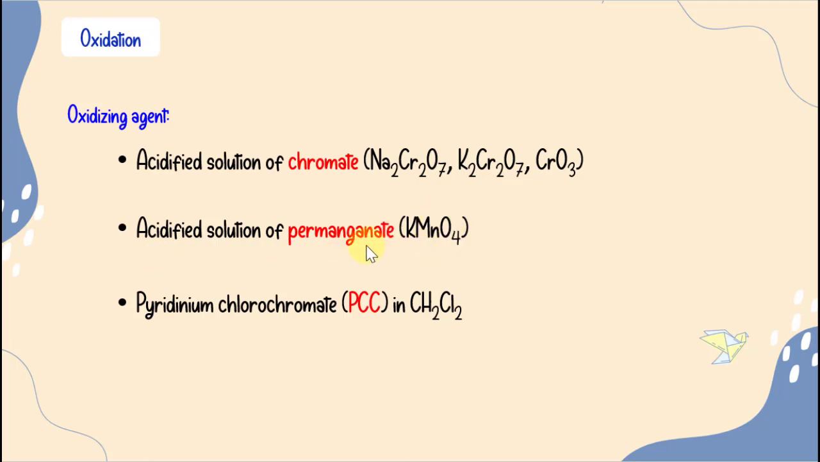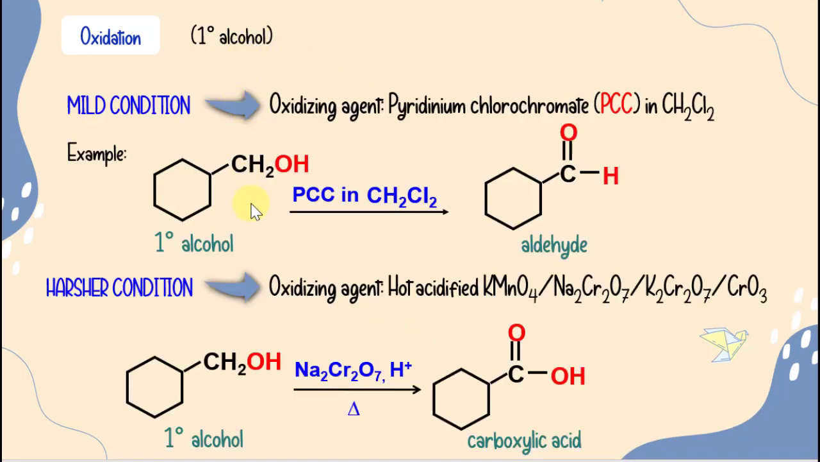We have met this before in chapter 5. Last but not least, pyridinium chlorochromate, abbreviated PCC, in dichloromethane, which is CH2Cl2. So for the primary alcohol, we know that the carbon bearing the OH group in primary alcohol has 2 hydrogens. If we use a mild condition, pyridinium chlorochromate or PCC in CH2Cl2 as our oxidizing agent, the PCC is a weak oxidizing agent.